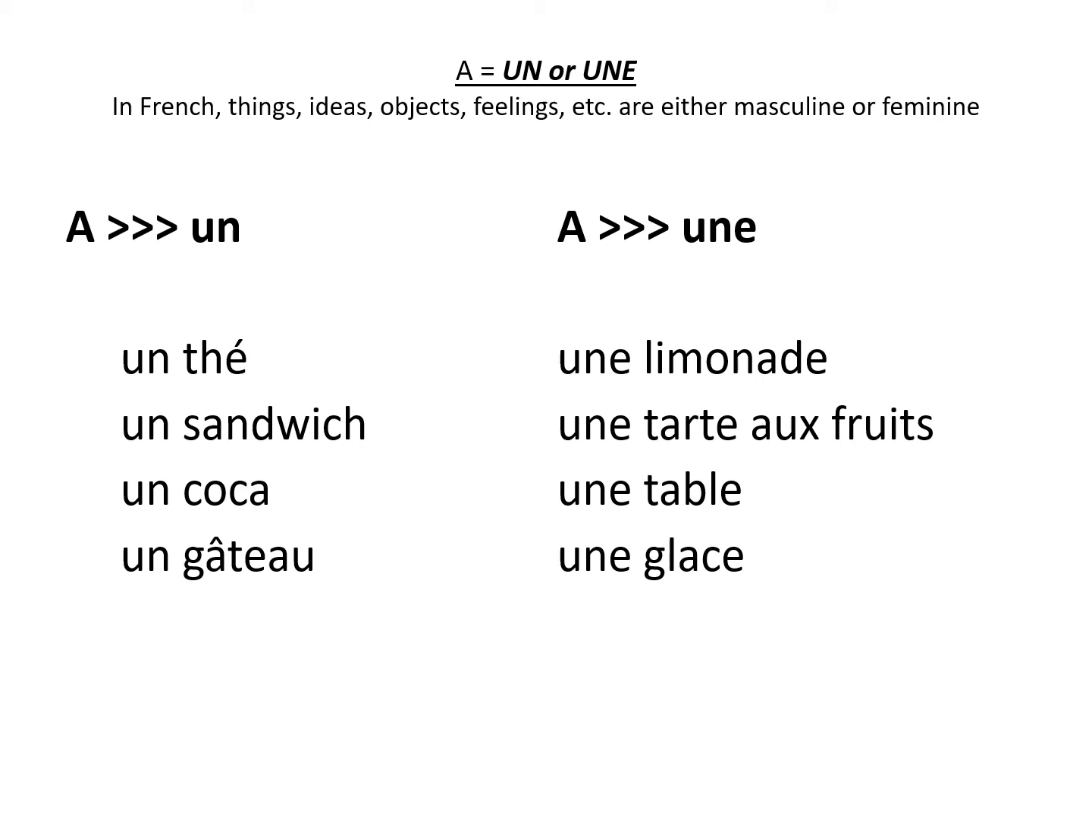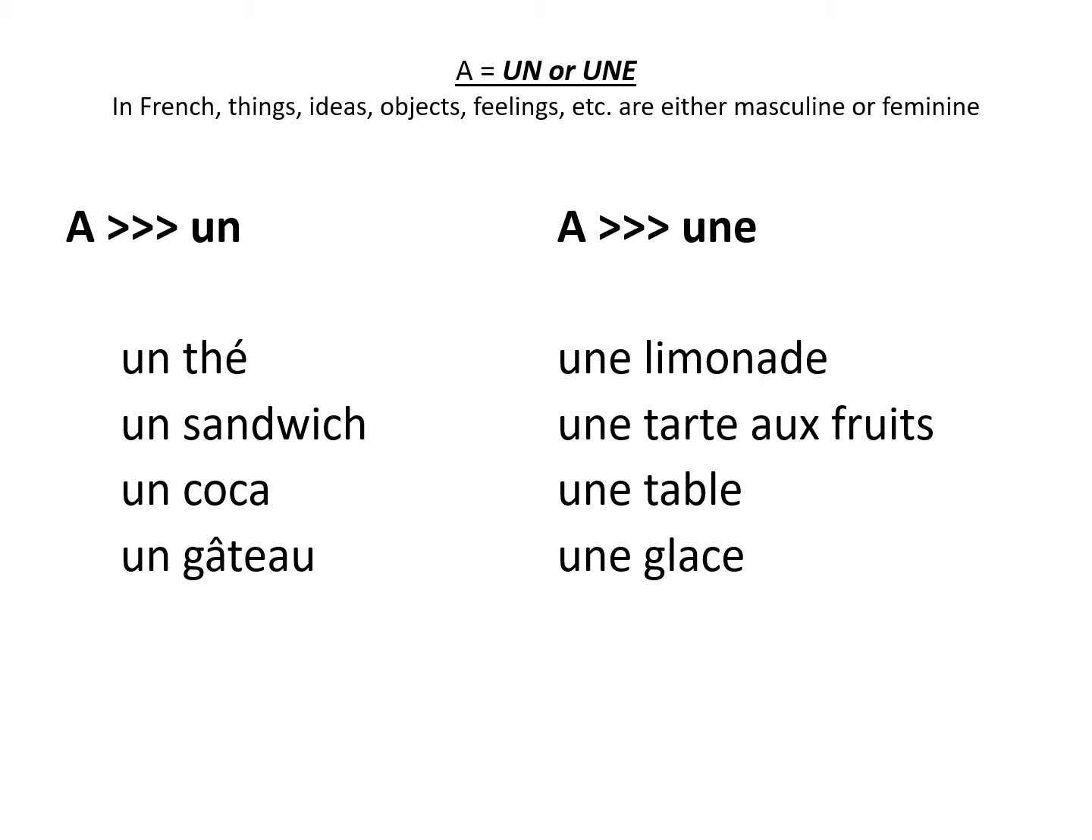A is translated by un or une in French. We've seen un before, haven't we, when we've counted? We know that un is number 1, 2. But it can also be used as a. If you wanted to say a lemonade, you would say une limonade, for example, or un thé, a tea. Okay? Let's have a look.